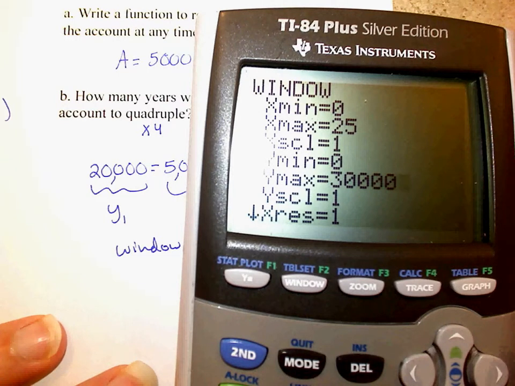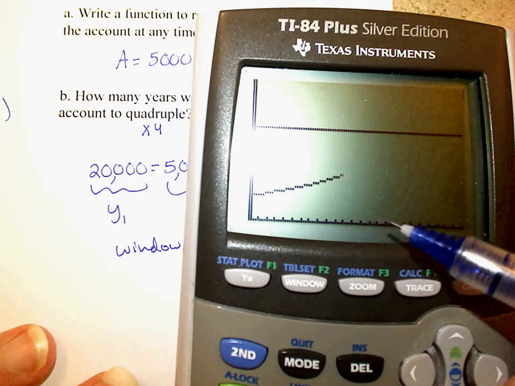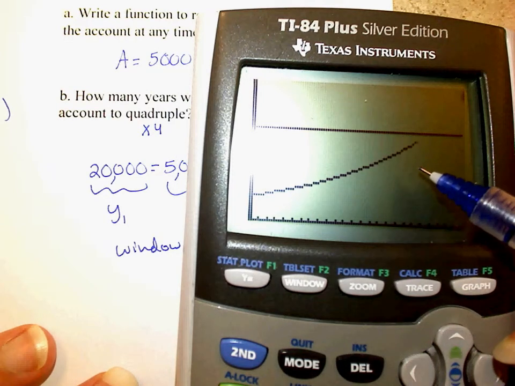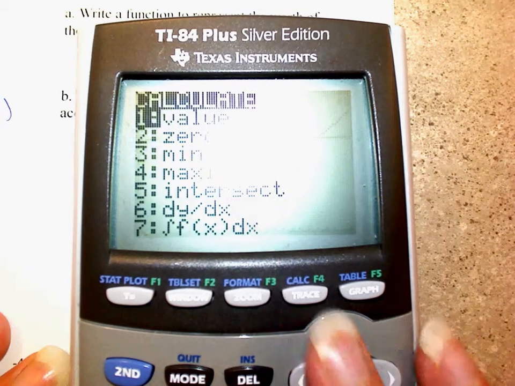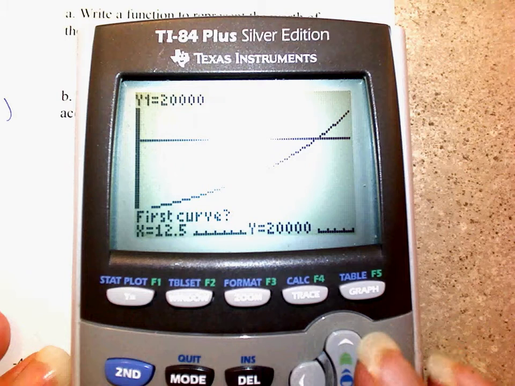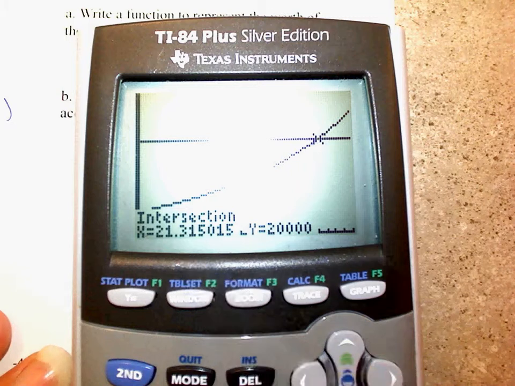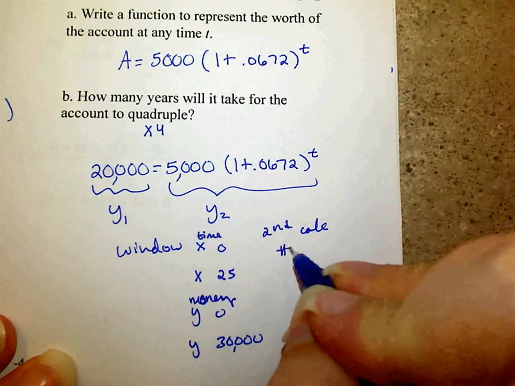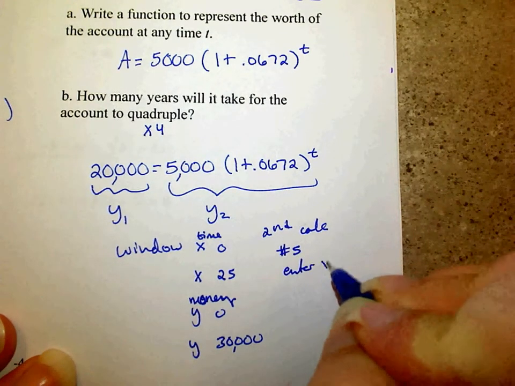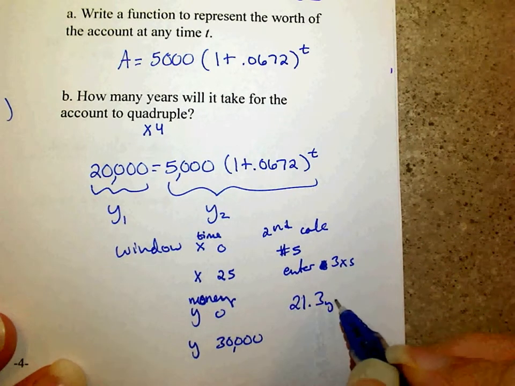And graph. So there's my 20,000, and here's my other function. Okay. So what I want to do is solve for the time, which is an x value, for when these two functions equal each other. So I go second, calculate, number 5, and just enter, enter, enter. And you see that these two functions equal each other when x equals 21.3. So second, calc, number 5, enter 3 times. Okay, and you get 21.3 years. And that's your answer.